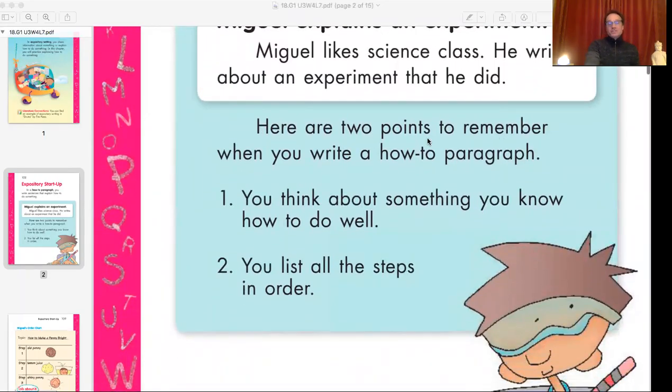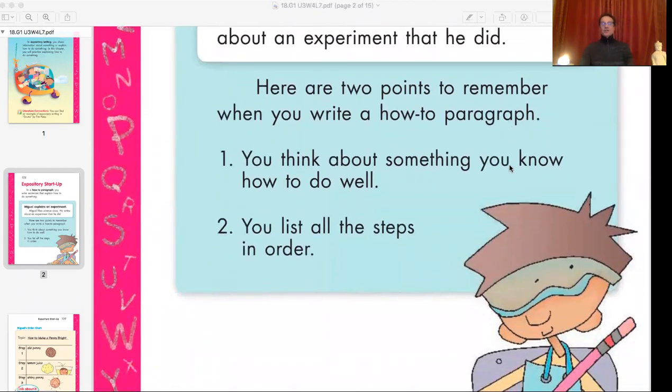Here are 2 points to remember when you write a how-to paragraph. So this is important for you as you start to think, because you're going to write something pretty soon. I want you to think about these 2 things. Number 1, you think about something you know how to do well. Something that you know how to do well. Start thinking now. What is it? Something that you can do well, that you know that you could explain.